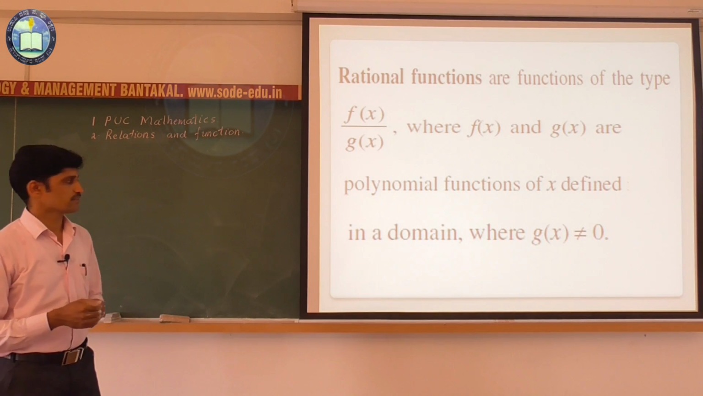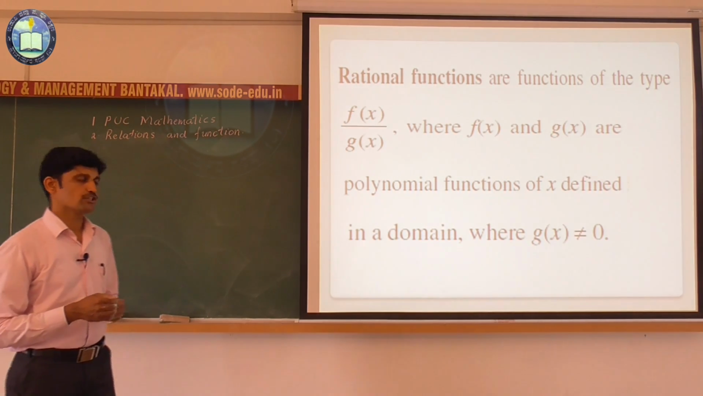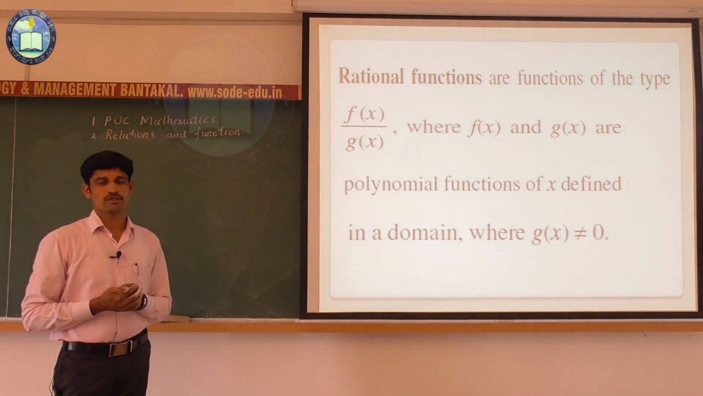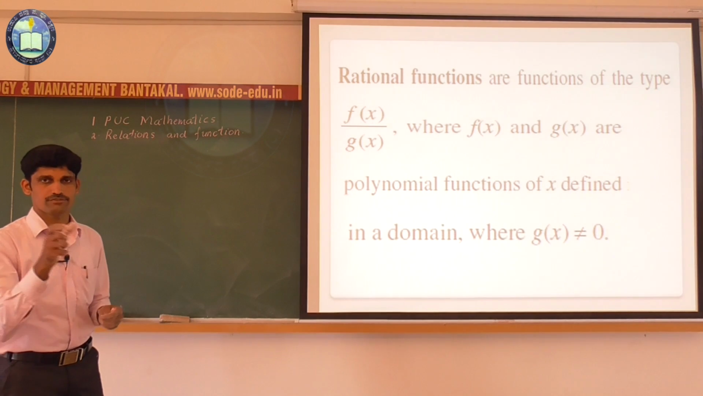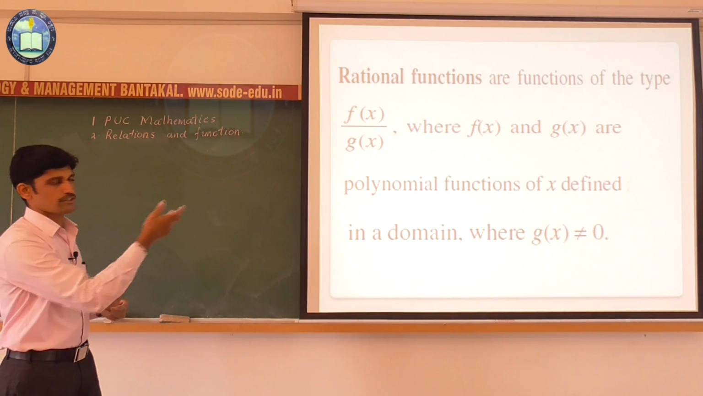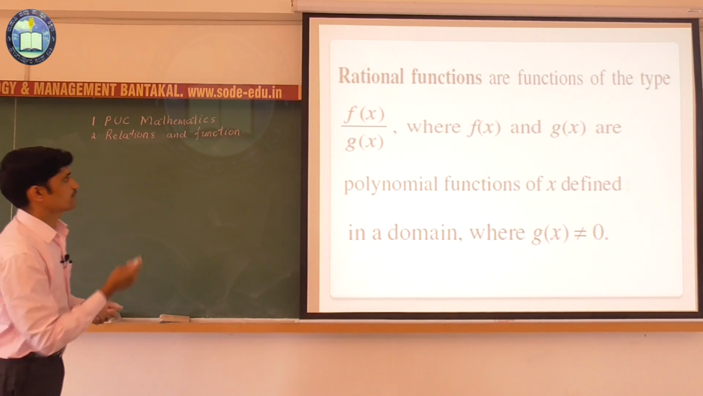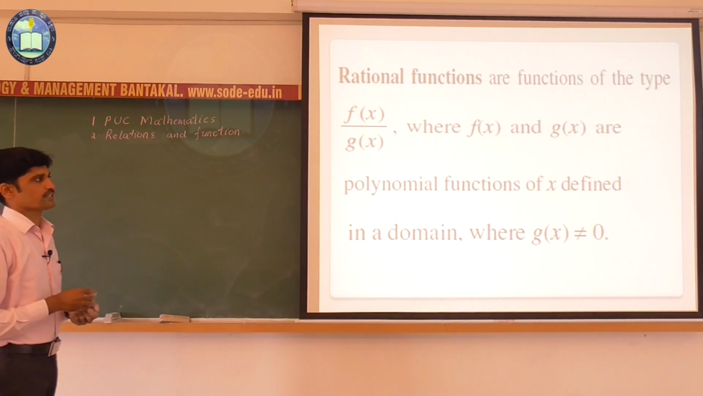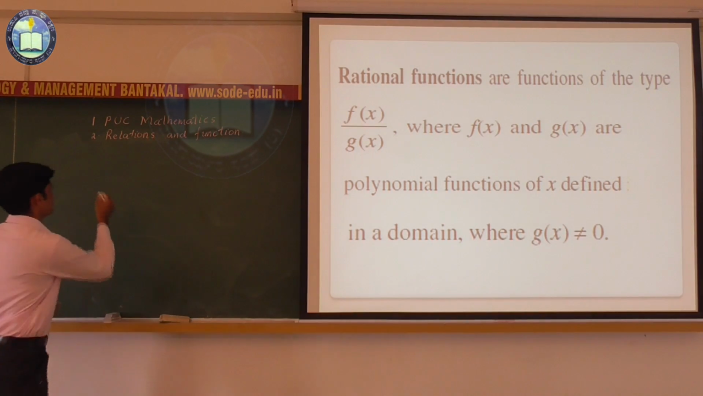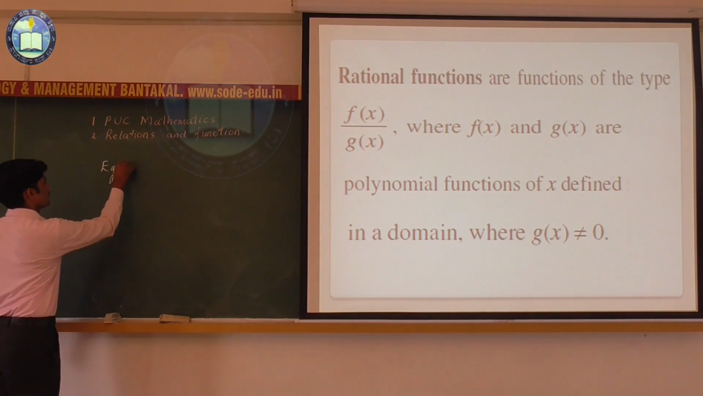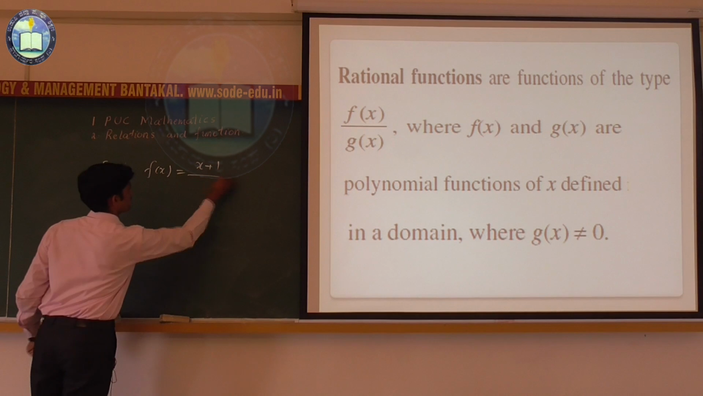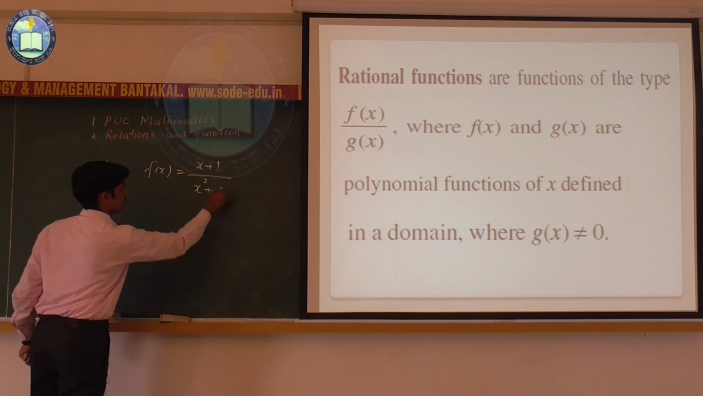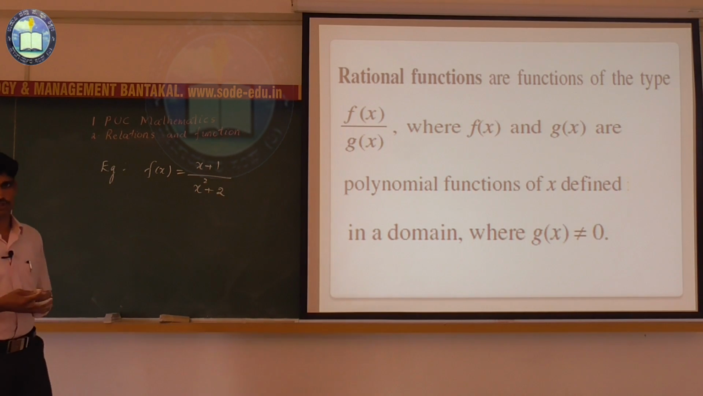They are polynomial functions of x defined in a domain where g of x should not be equal to 0 for any x in the domain, because g of x is in the denominator. If the denominator is 0, the value is not defined. Therefore, functions of this type f of x by g of x are called rational functions. For example, f of x is equal to x plus 1 divided by x squared plus 2 is a rational function.